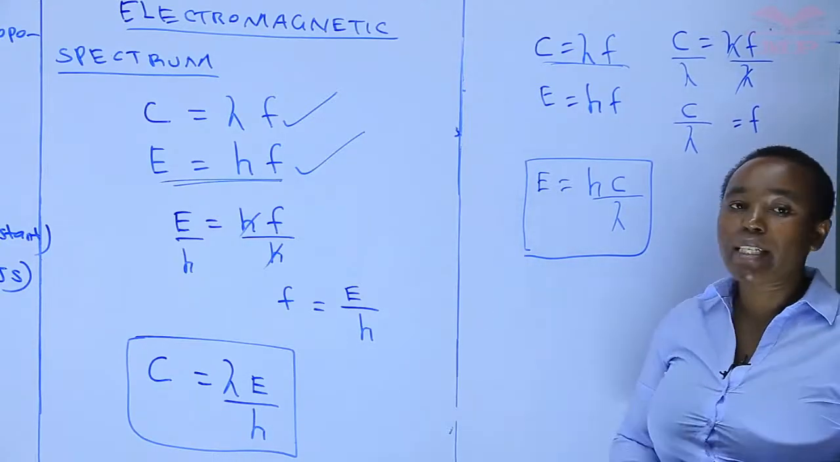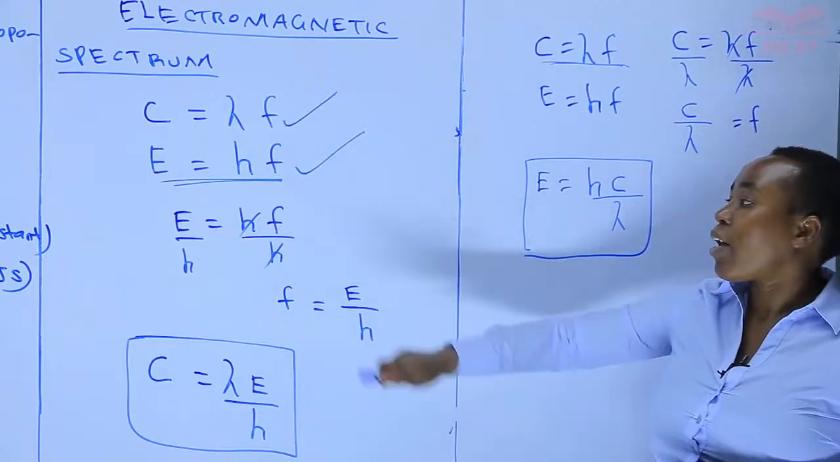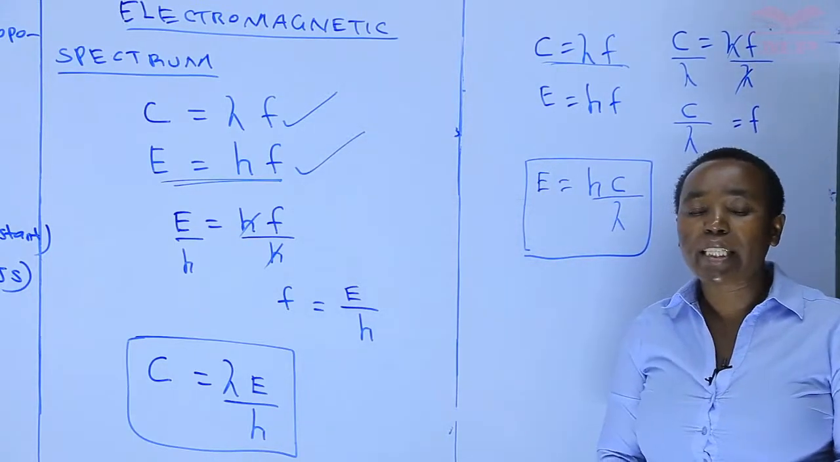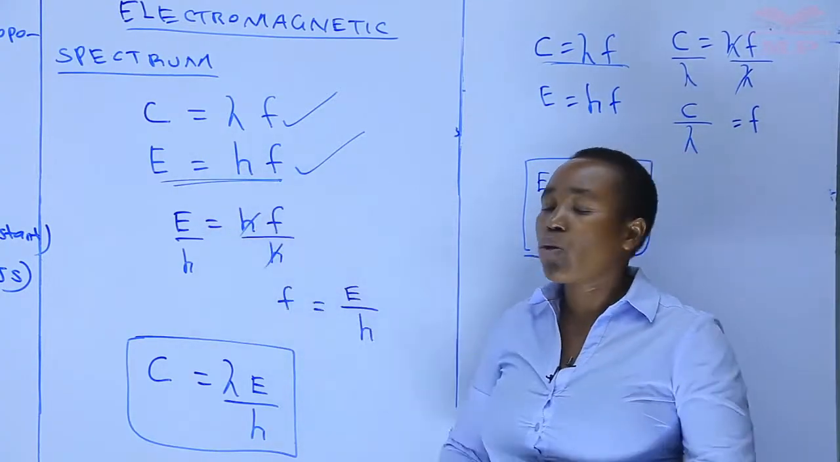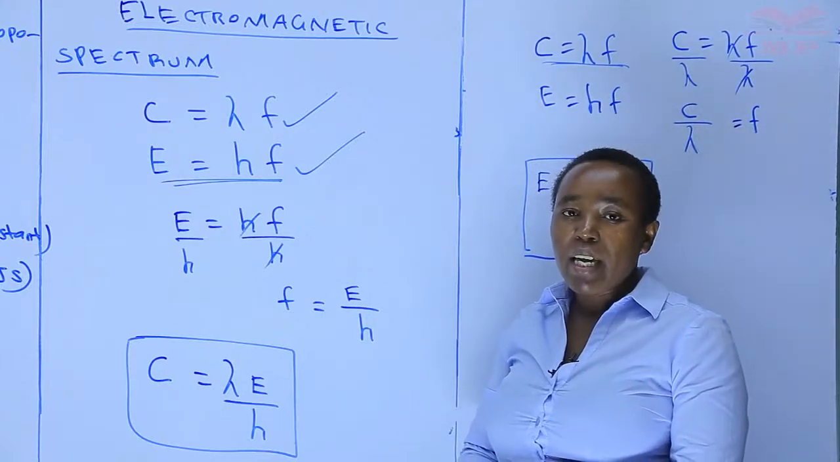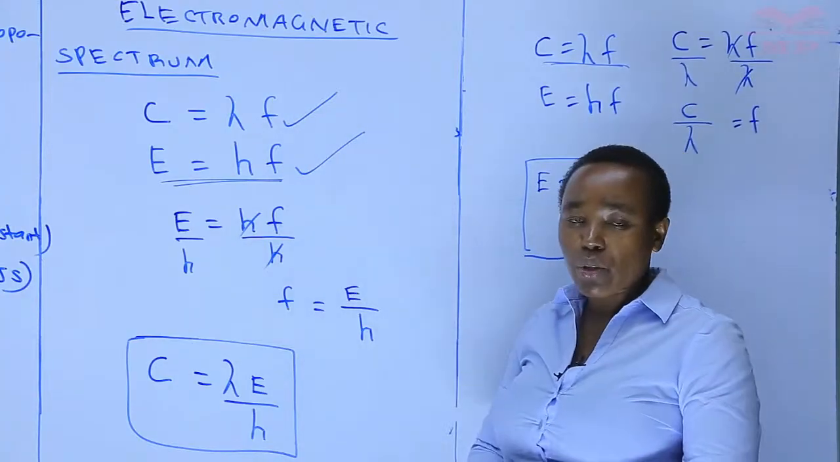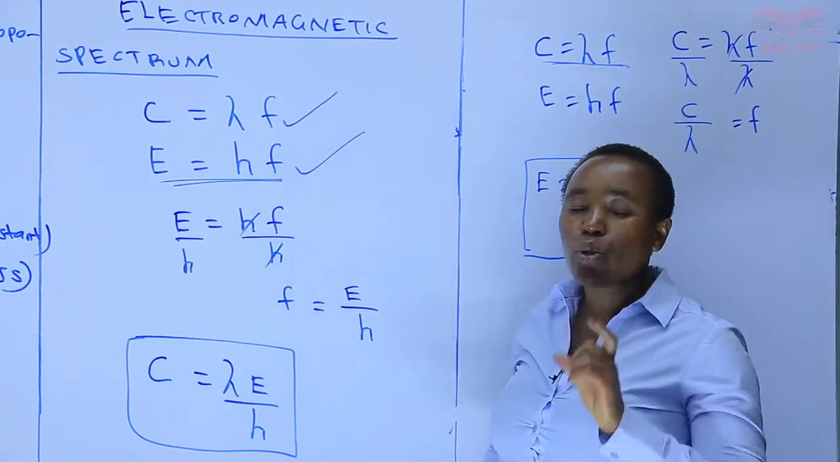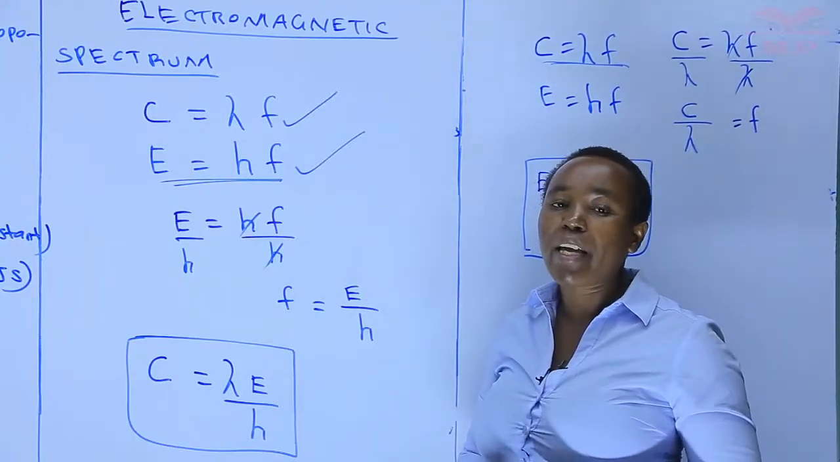Those are the formulas that we are going to use. The wave formula, which is this one, and also the formula relating energy and frequency, which is E is equal to Planck's constant multiplied by the frequency. And always ensure when you are doing any calculations involving this, ensure that every quantity is in its SI unit.